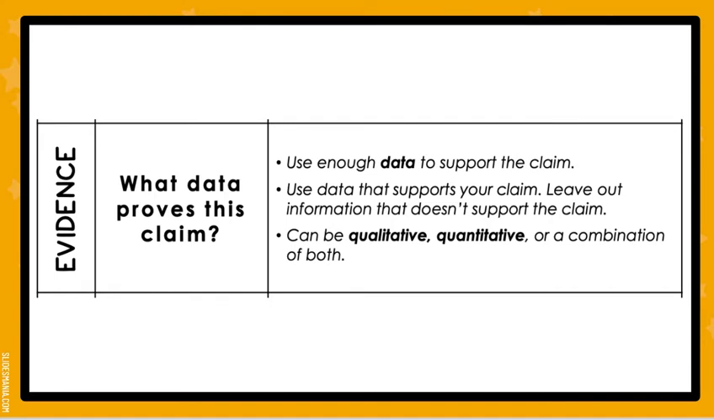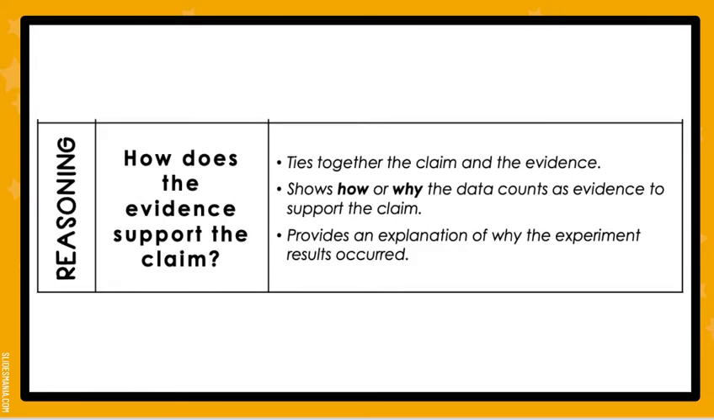Evidence. In this section, you want to use data that you collected from your experiments to prove the claim. It can again be qualitative data or quantitative data. So it can be just observations that you make, or it can be observations you make with numbers. We'll take a look at some examples after this. Reasoning ties together the claim and evidence. It shows how and why the data counts as evidence to support the claim. It also provides an explanation of why the results occur.